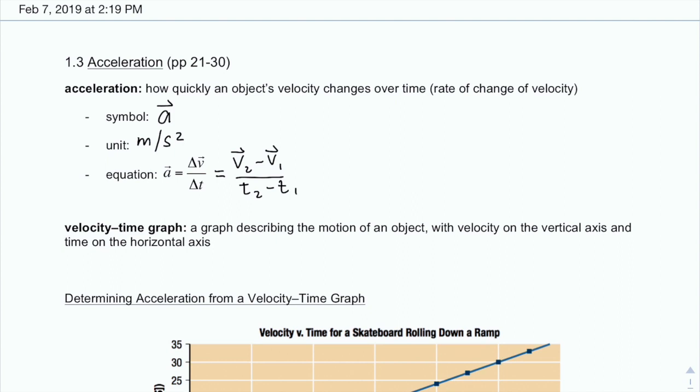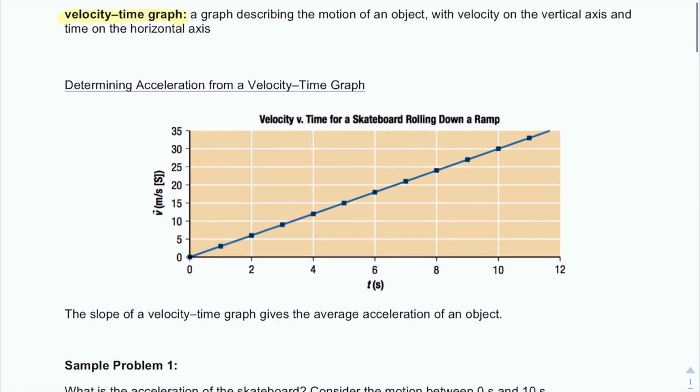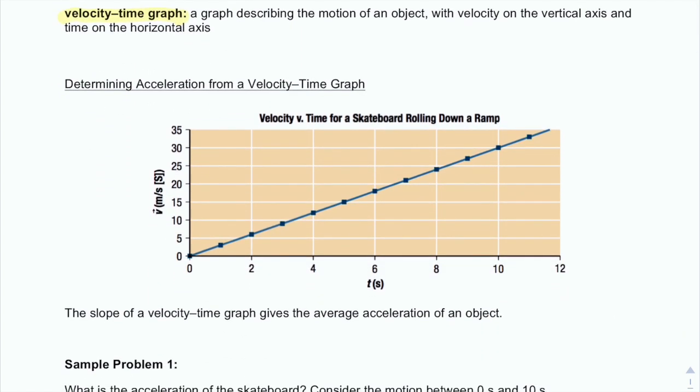We're going to begin by taking a look at a new type of graph, and this is called a velocity time graph. A graph describing the motion of an object with velocity on the vertical axis and time on the horizontal axis. Here's an example. This is a graph that looks at the velocity versus time for a skateboard rolling down a ramp. As you notice, there's a linear relationship.